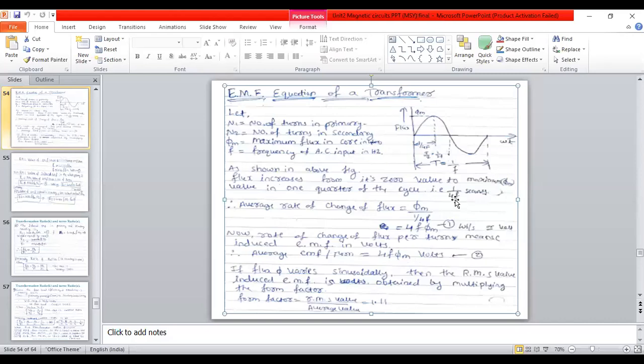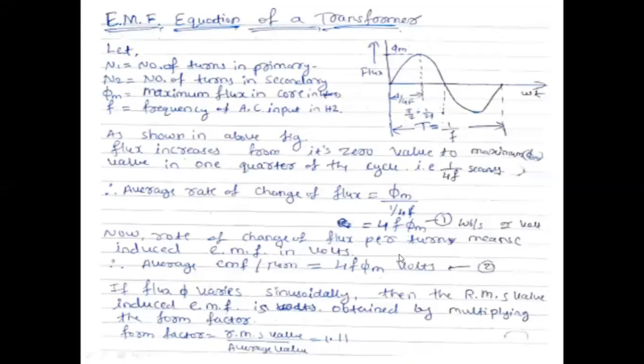Is it visible? Is the screen visible? Yes, sir. There was a network issue that happened.